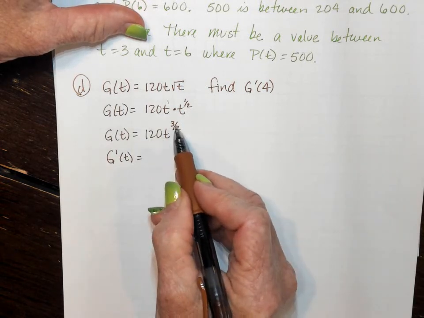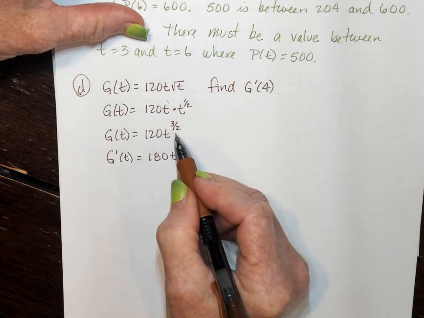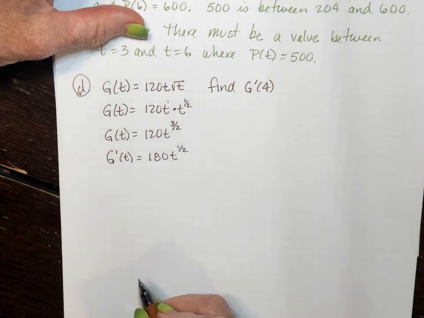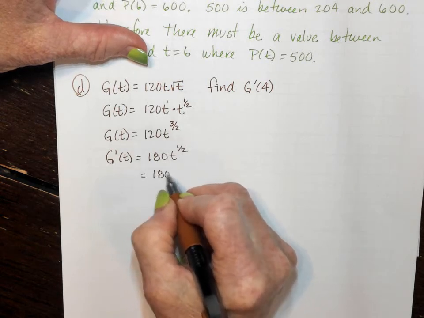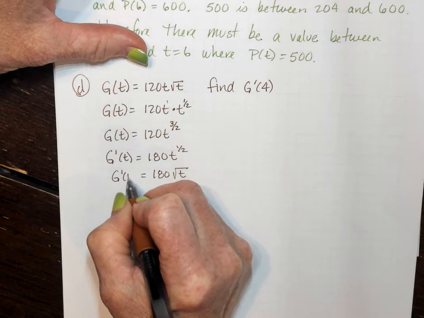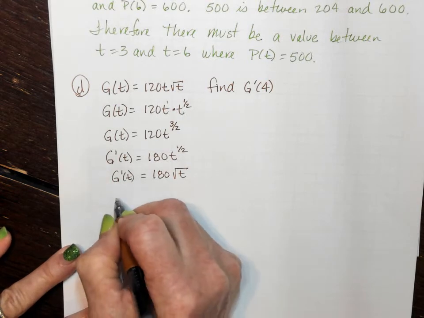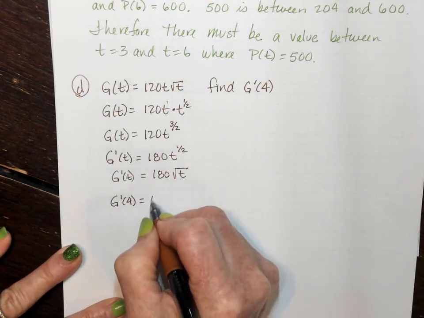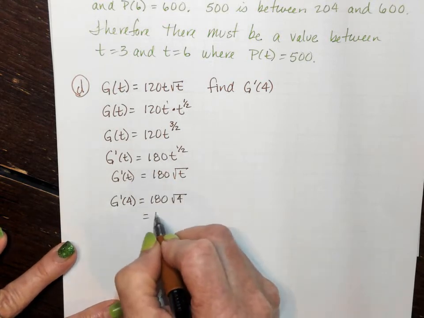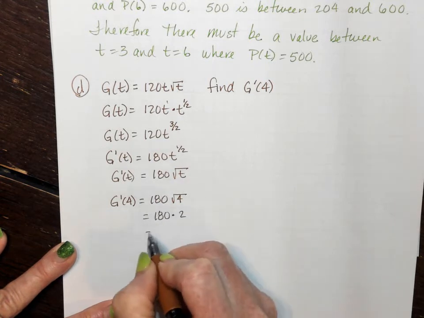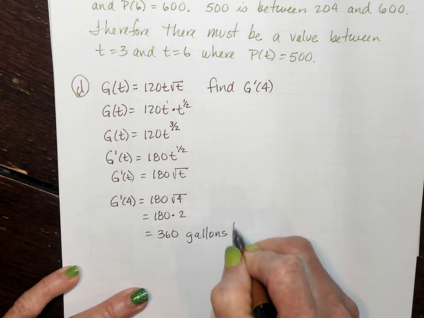Pull that 3 halves down. 3 halves, or 1 1/2 times 120 is 180. t to the, subtract 1 from the exponent, half. I'm going to go ahead and rewrite that back with square roots. And g prime of t is 180 square root t. We are asked to find g prime of 4, which is 180 square root 4, or 180 times 2, which is 360, and these are gallons per hour.